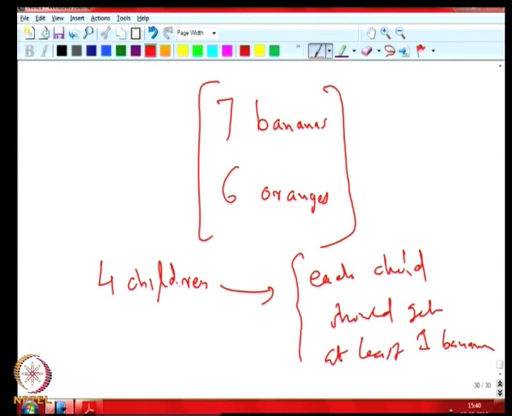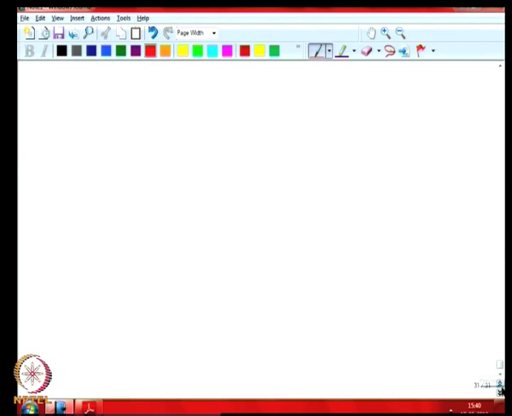First, we will see how many ways we can distribute the bananas. Then we will see in how many ways we can distribute the oranges, and then multiply the total number of ways to distribute the bananas with the total number of ways to distribute the oranges. This will give you the total number of ways to distribute 7 bananas and 6 oranges. Just application of multiplication principle.